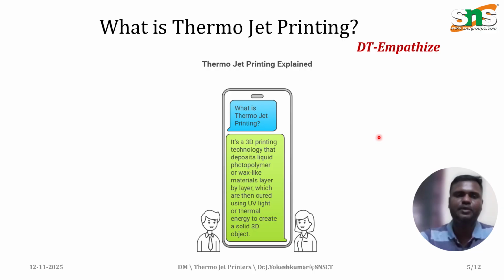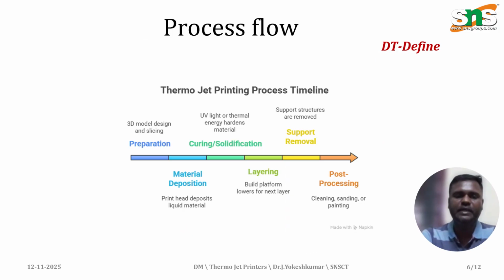So let us understand what thermo 3D printing is. It is a 3D printing technology that is used to deposit liquids of photopolymer or sometimes wax-like material in the form of layer by layer. After injecting the material, to convert the liquid material into a solid material, we pass a UV light. This is nothing but an ultraviolet light which is used to cure the liquid substance into a solid substance. Then finally we have a 3D model.